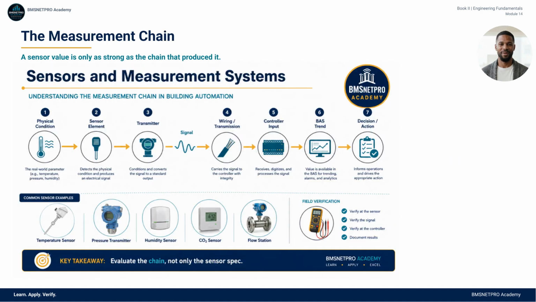This visual shows the measurement chain. First, there is a physical condition: temperature, pressure, airflow, humidity, CO2, current, or status. Then the sensor element detects that condition. The transmitter or interface converts the signal. Wiring and communication carry it to the controller. The controller scales and processes it. Then the value appears in trends, alarms, graphics, analytics, and reports. Finally, someone makes a decision. If any link in this chain is weak, the decision can be wrong. That is why we evaluate the chain, not just the sensor specification.